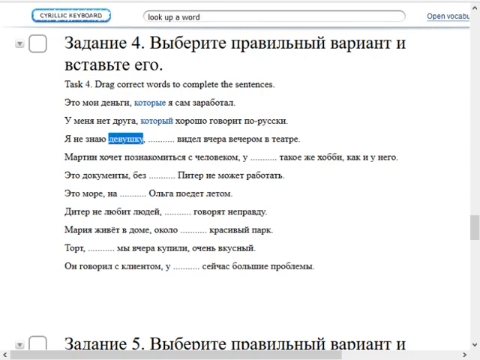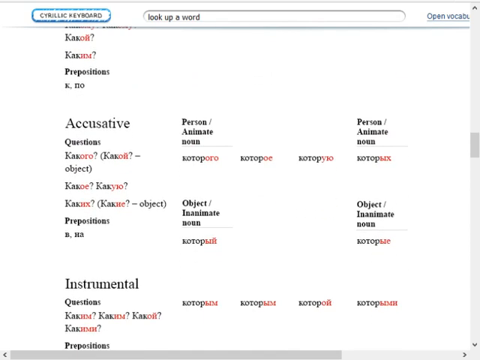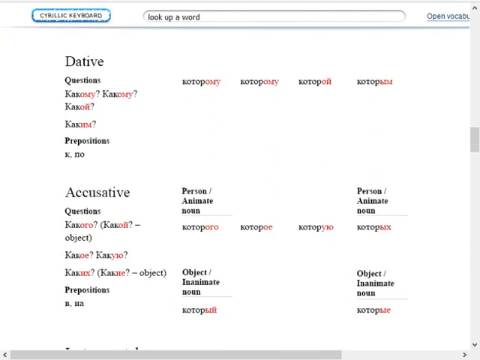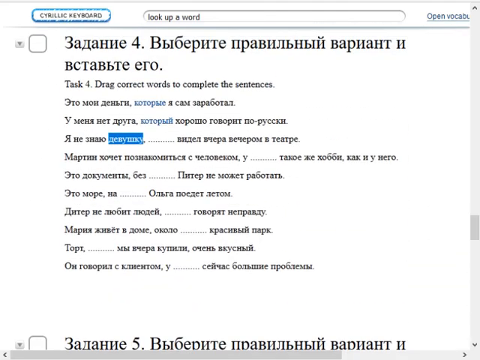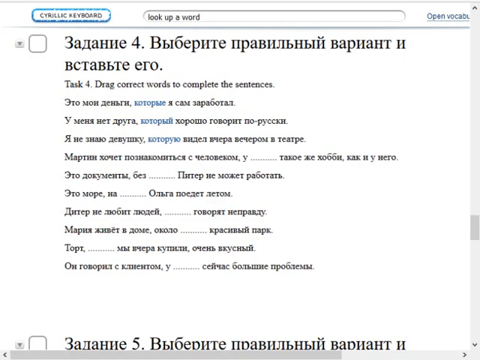And девушка is feminine, and obviously it's an animate noun. A girl is obviously a living thing. So we have accusative, actually it doesn't matter because for feminine nouns you don't have special animate and inanimate forms. So we just have accusative female. Accusative female is которую. Ую. Okay. So I don't know the girl whom I saw last night in the theater.